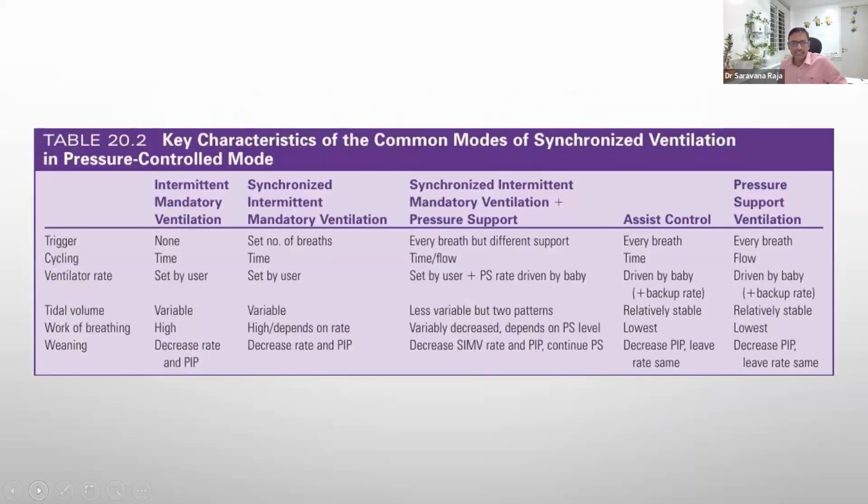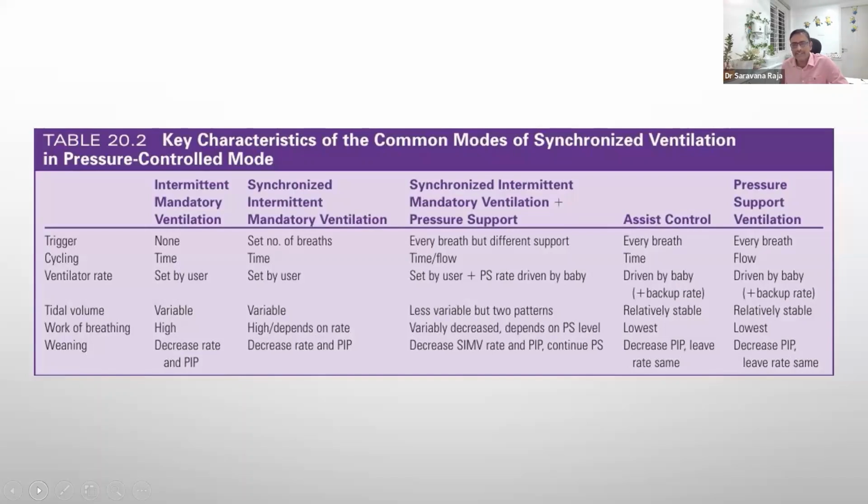These are the common modes of synchronous ventilation, the pressure control modes. Intermittent mandatory ventilation and synchronized intermittent mandatory ventilation, there we need to set some breaths, whereas in assist control and pressure support ventilation, every breath is supported by the machine. Cycling in IMV and SIMV is time cycle, and assist control also is time cycle, whereas in pressure support ventilation, it's flow cycling. Ventilator rates are set by the machine in IMV and SIMV. In assist control and pressure support ventilation, it's driven by the baby.